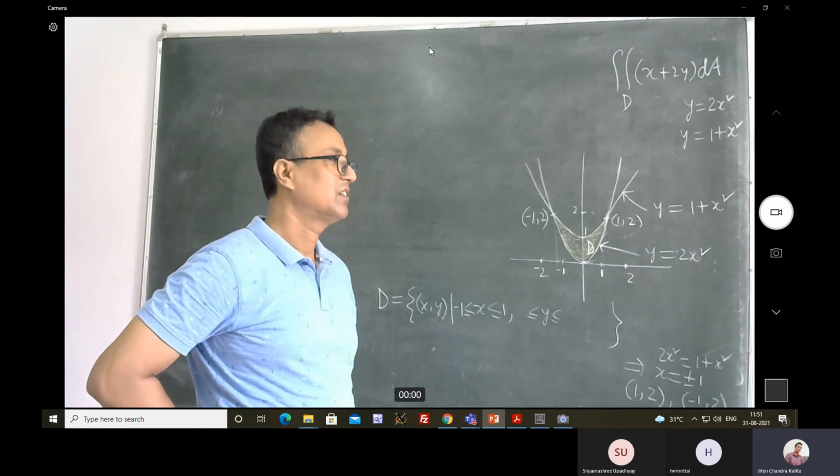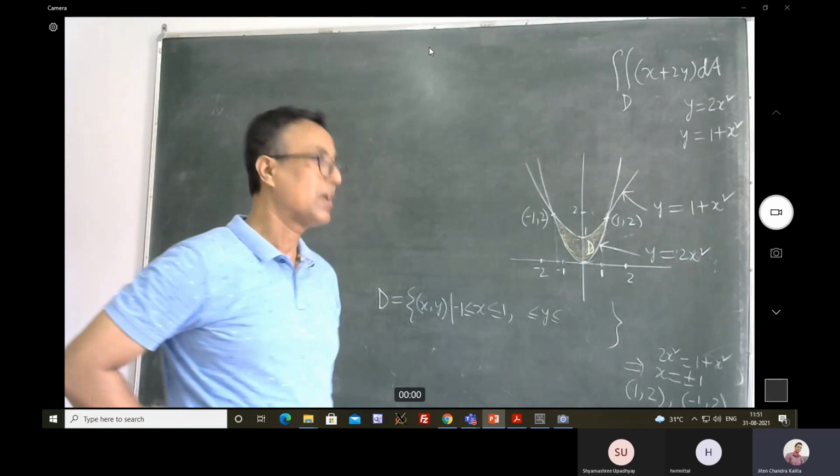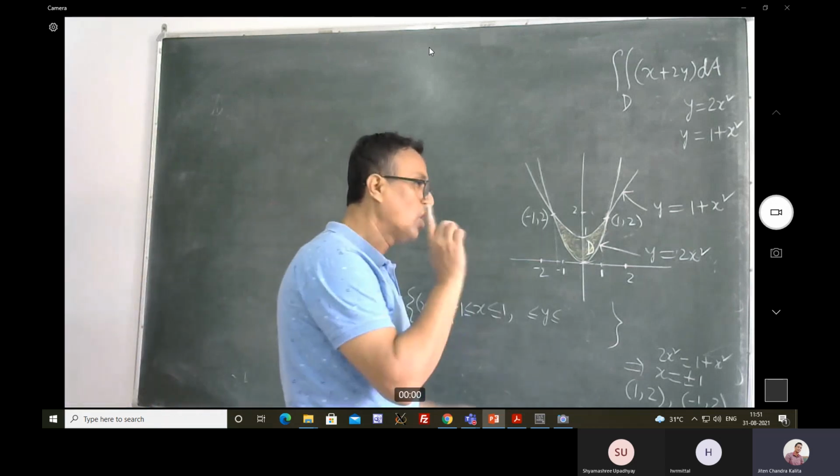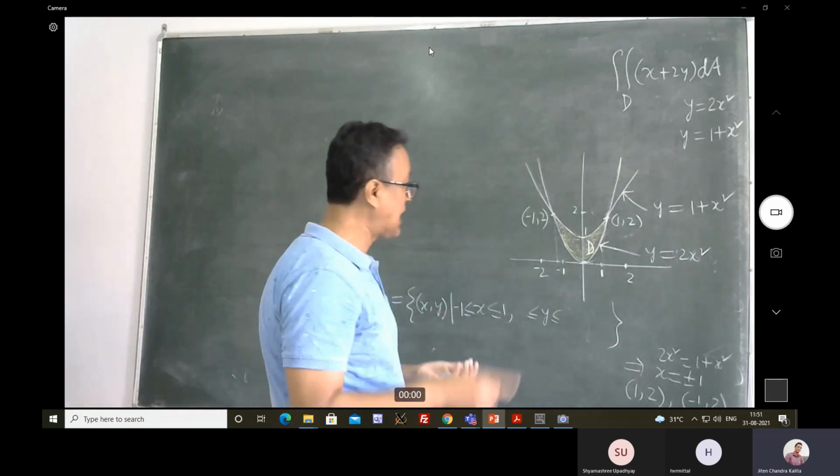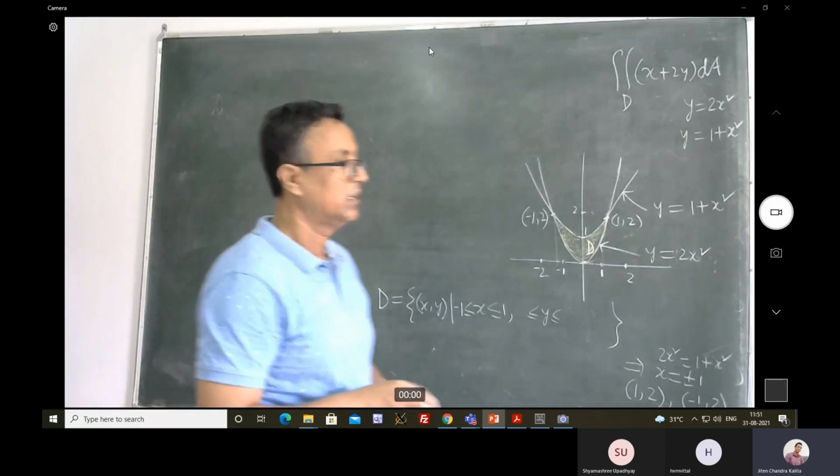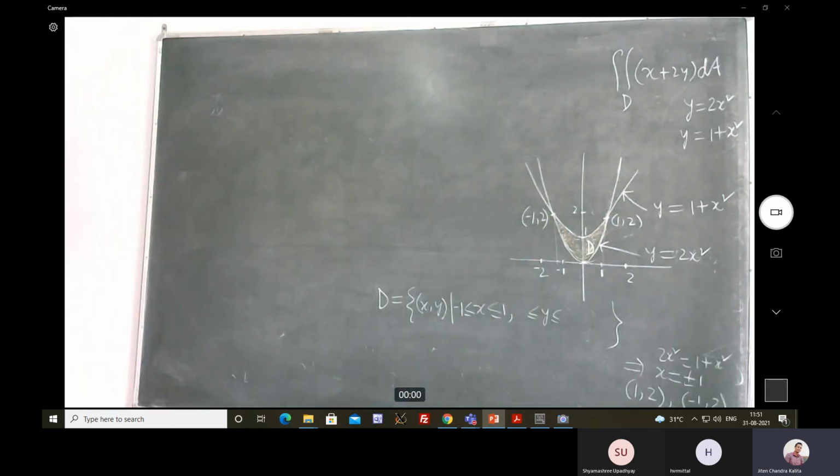The graphs are 2x squared and 1 plus x squared. Always remember this. Here I have seen the students do a lot of confusion.